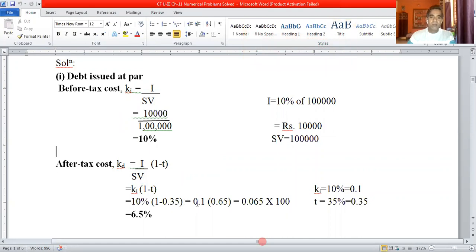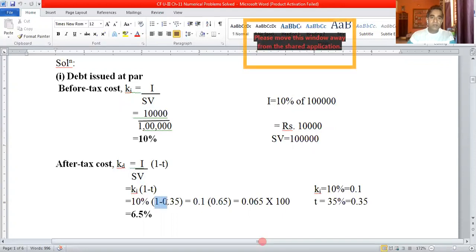So therefore, I will further simplify. 10% is converted into decimals, which will become 0.1. And the difference 1 minus 0.35 is 0.65. So it is 0.1 into 0.65, which is equal to 0.065, and if you want to convert it into percentage, multiply the result by 100. So the after-tax cost of debt is 6.5%.